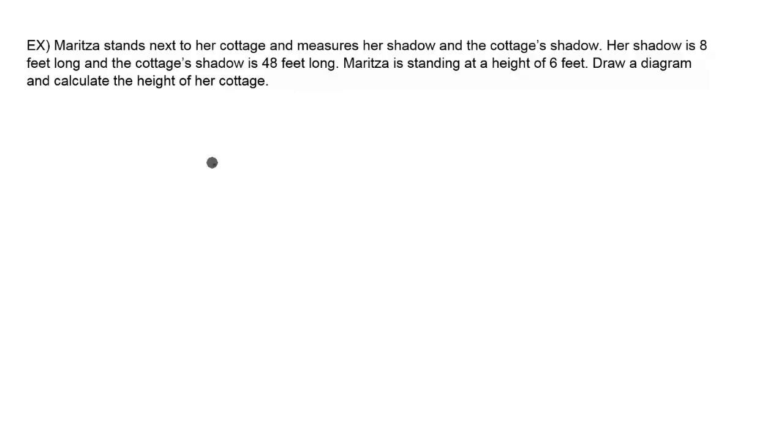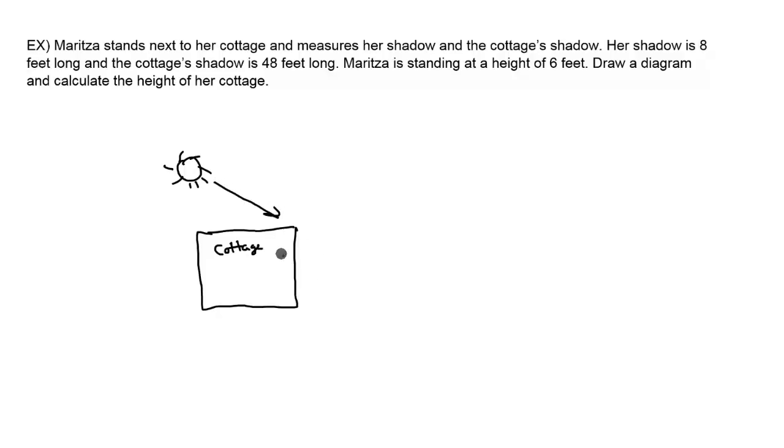So the first thing I want to do is draw the sun because there is a shadow involved. So this is going to be my sun, right? And then I'm going to make life easy on me here. I'm just going to draw a box that's going to represent her cottage. Now imagine the sun is shining down on her cottage and there's going to be a shadow, right? And the shadow is going to be kind of extending like this, okay?